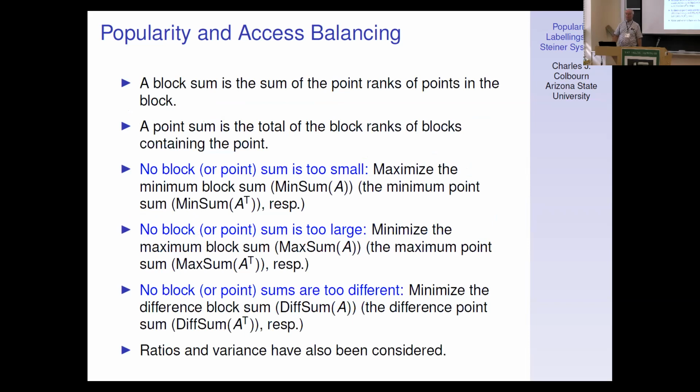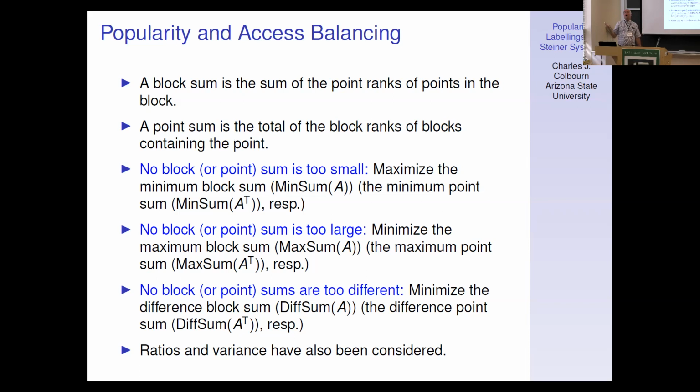Okay, so a block sum then is the sum of the point ranks of the points in the block, and a point sum dually is just the total, or the sum, of the block ranks of the blocks containing the point. And what should we be after? Well, we don't want any individual sum to be too small. So what are we asking for then? Well, in the framework we talked about before, we're saying, let's maximize the minimum block sum. And that's called the min sum problem.